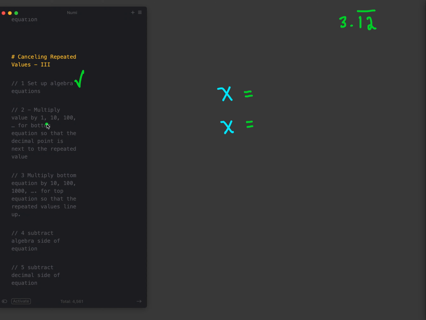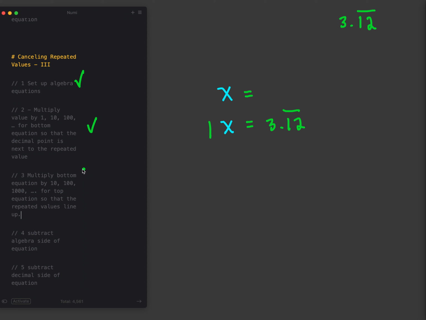Next, we're going to multiply the value by 10 or 100 for the bottom equation so that the decimal point is next to the repeated value. Well, our repeated values, 1 and 2, are actually already right next to the decimal point. So in this case, I'm just going to multiply by 1. And so we're going to say 1 times x is 3.12 repeated. And the reason I didn't multiply by 10 like we did in the last video is because it was already next to here, right? So this is taken care of.